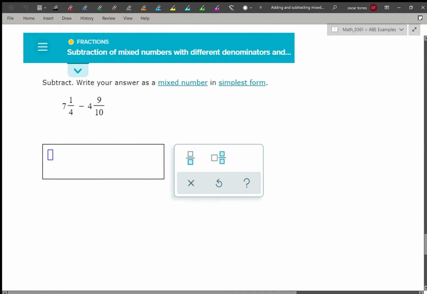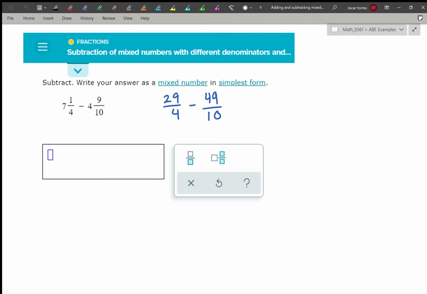For this last problem, I recommend that we approach it the same way as the others. First, we turn the mixed number into an improper fraction. If we do it for the first fraction, 7 times 4 gives us 28, plus 1 gives me 29 over 4. For the second fraction, we have 4 times 10, which is 40, plus 9 is 49 over 10. And we're subtracting both of these values.